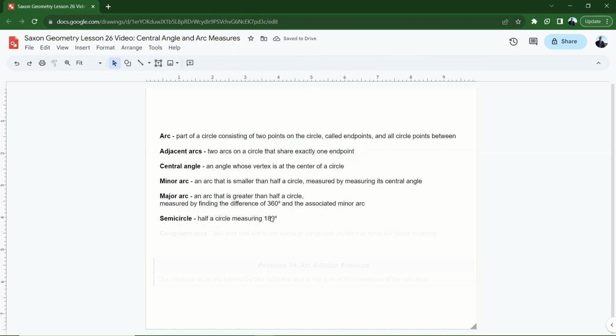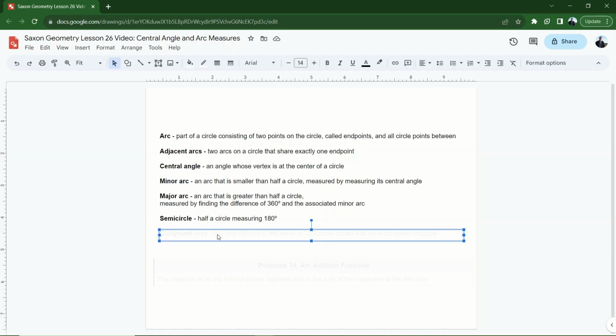A semicircle is half the circle, measuring 180 degrees. It's important to realize that a semicircle is neither a minor arc nor a major arc. It's its own special kind of arc. Some interesting tidbits to know: a minor arc is always going to be less than 180 degrees but greater than 0. A major arc is greater than 180 degrees and less than 360 degrees. Just keep those points in mind.